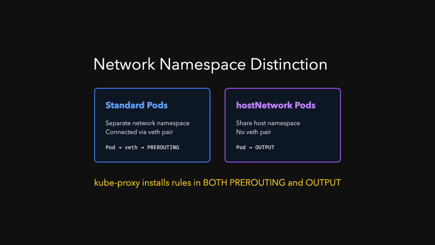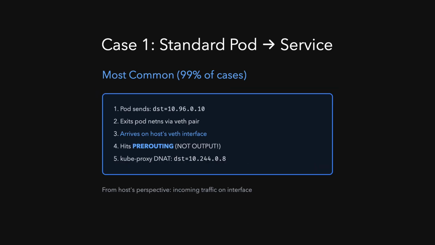Whether traffic hits output or PREROUTING depends on the pod's network mode, and we have a few cases. So the first case is the most common, standard pods. Standard pods have their own network namespace connected to the host via a veth pair. From the host kernel's perspective, traffic from a standard pod looks like traffic arriving on a network interface. It's not locally generated. It came from a different network namespace through a veth interface.